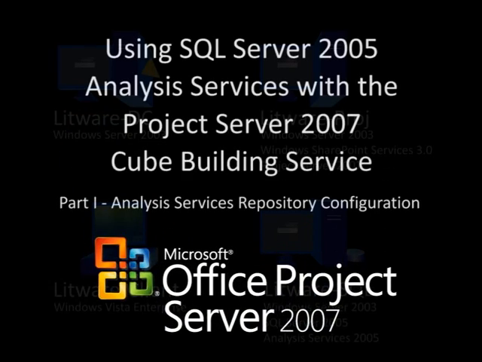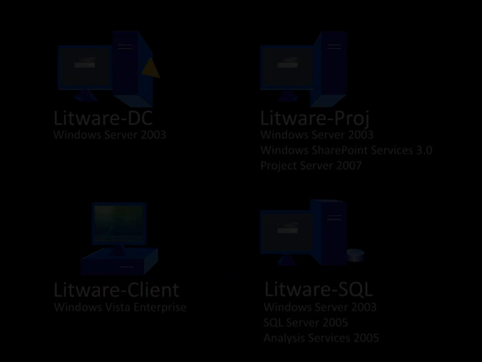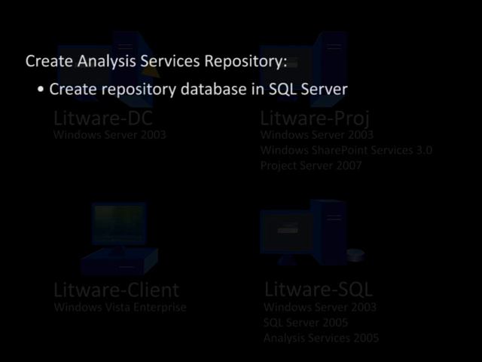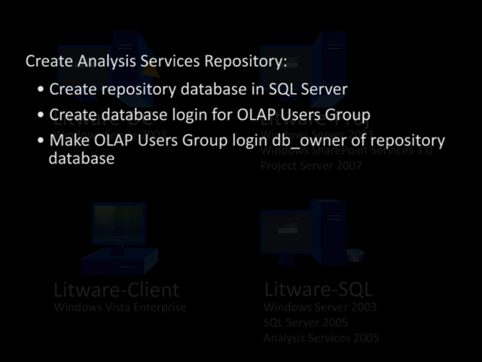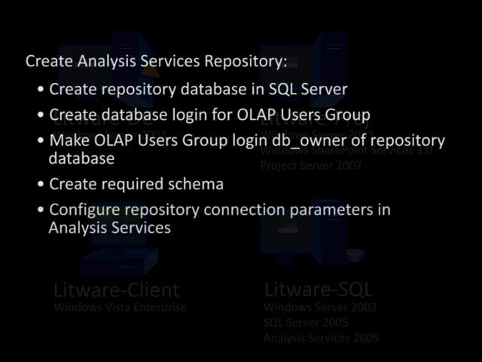Hello and welcome to this video demonstration of using SQL Server 2005 Analysis Services with the Project Server 2007 Cube Building Service. In part 1 of this demonstration, we'll take a look at creating an Analysis Services repository. This includes creating a repository database in SQL Server, creating a login for the Olap users group, and making that login a DB owner of the repository database. We'll also create the required database schema, and we'll configure repository connection parameters in Analysis Services.